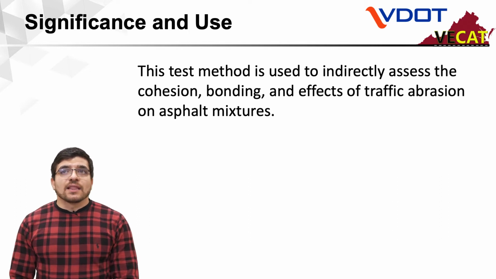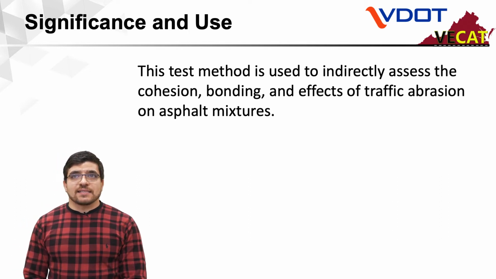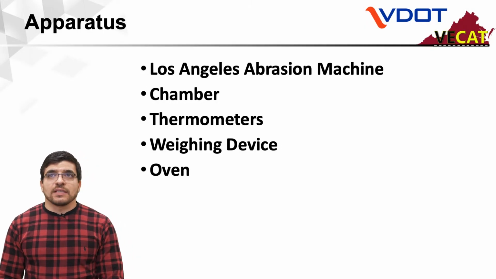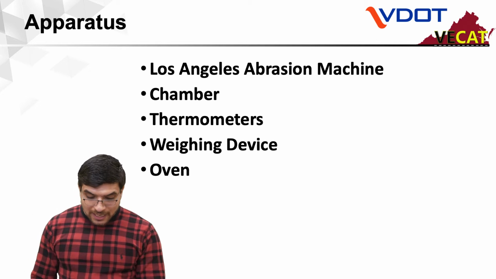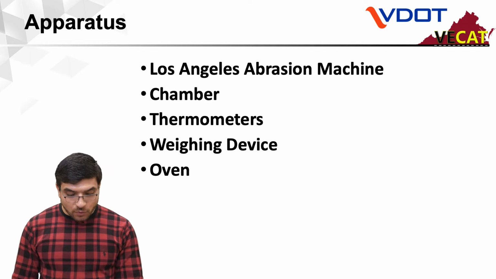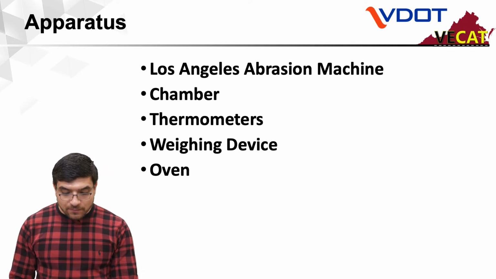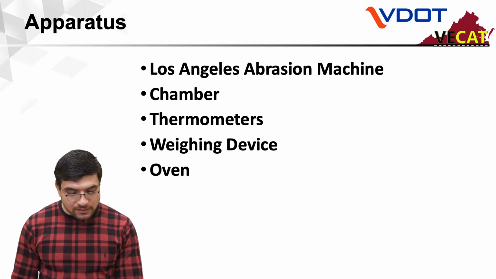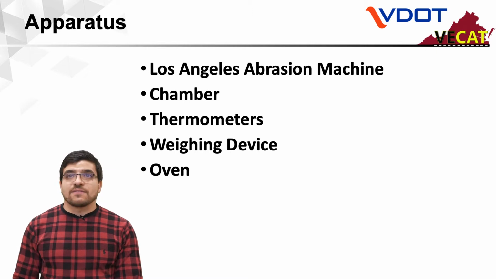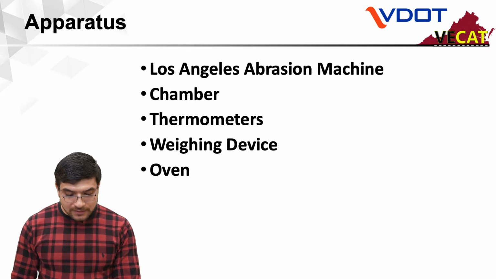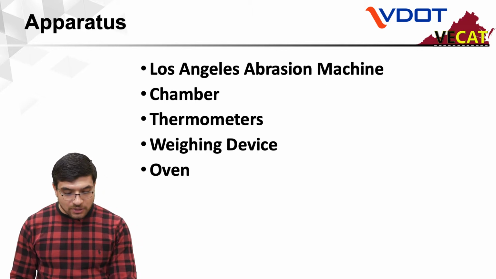Significance and use. This test method is used to indirectly assess the cohesion, bonding, and effects of traffic abrasion on asphalt mixture. For the apparatus, we need a Los Angeles abrasion machine as specified in AASHTO T96. We need a chamber large enough to hold the Los Angeles machine, with the ambient temperature controllable to a maximum margin of error of plus or minus 1 degree Celsius, plus or minus 2 degrees Fahrenheit, from the specified test temperature. Thermometers measuring ambient temperature are placed in the proximity of the Los Angeles abrasion machine.